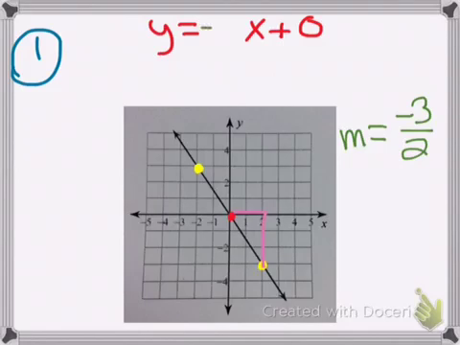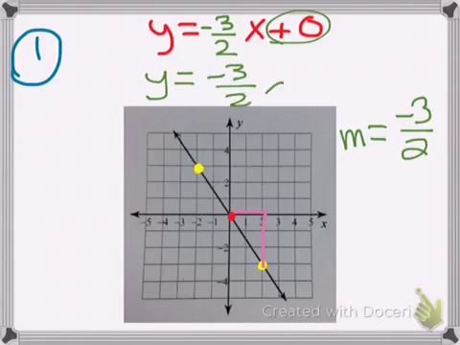So let's write that in. -3 over 2. And remember that negative sign could be with a 3 or it could be with a 2, just not both. So our answer is y equals -3 over 2x. You don't need to write the +0, so we could just write y equals -3 over 2x.